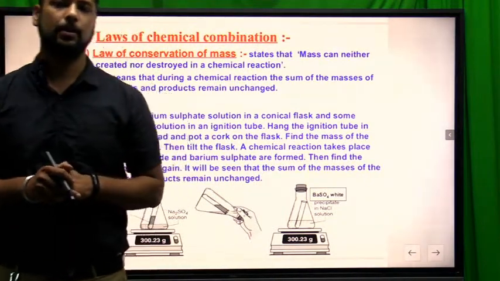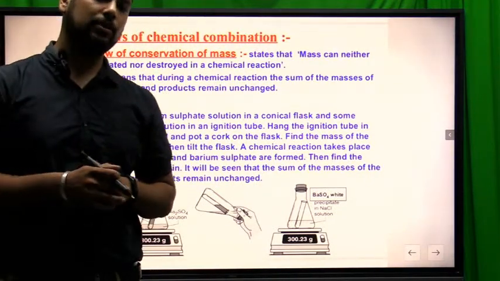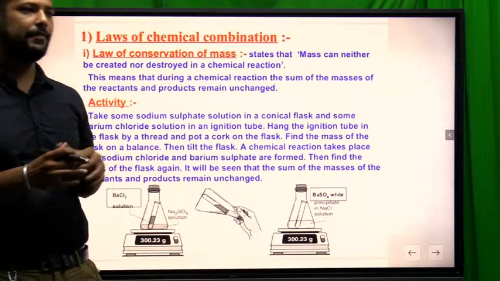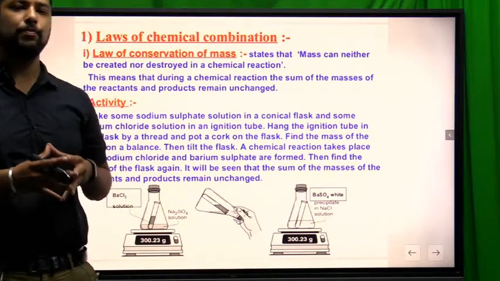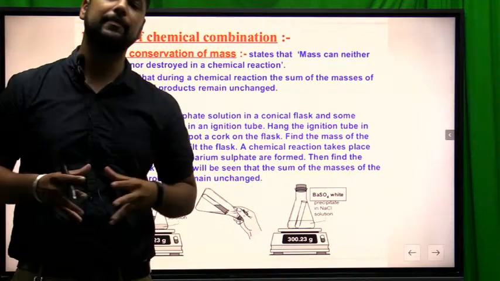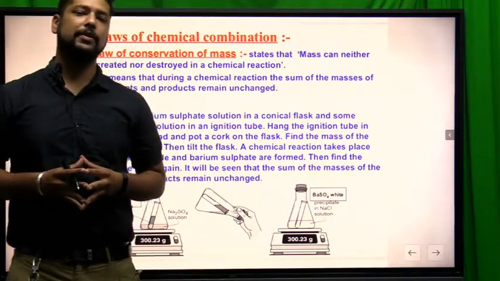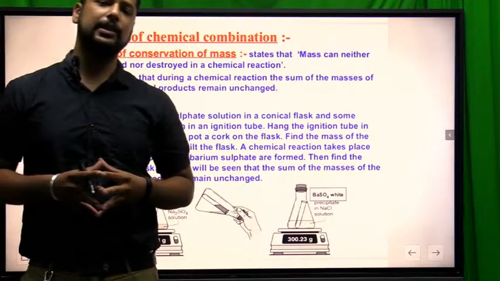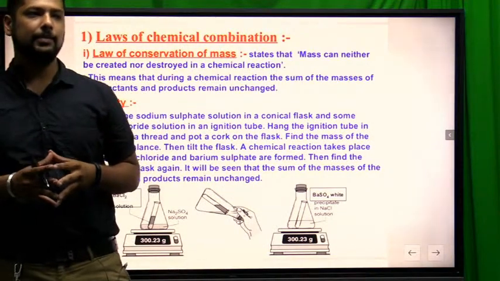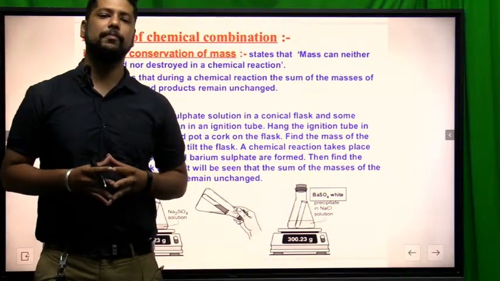In this chapter we're going to study the ancient philosophers and how atoms were discovered. If we keep on dividing matter, we get to a stage where matter cannot be divided further. That stage is called an atom. An atom is basically the smallest unit of matter.